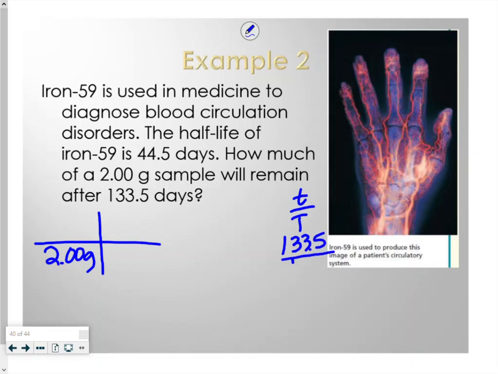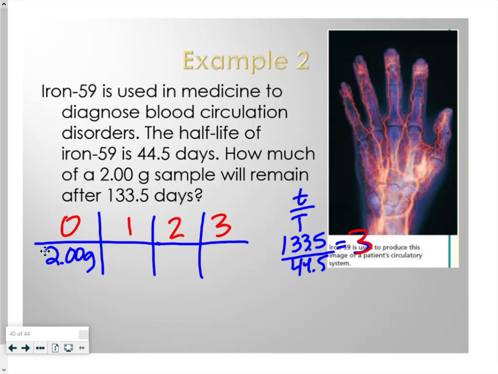133.5 divided by 44.5. How many half-lives have passed? 3. So now I know how long to build my chart, right? I know how long to go out my chart. So 0, 1, 2, 3. I know that I need to extend my chart out to 3 half-lives.